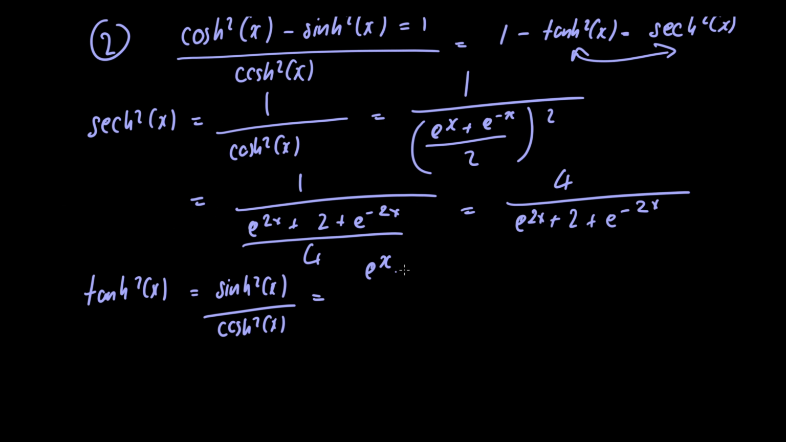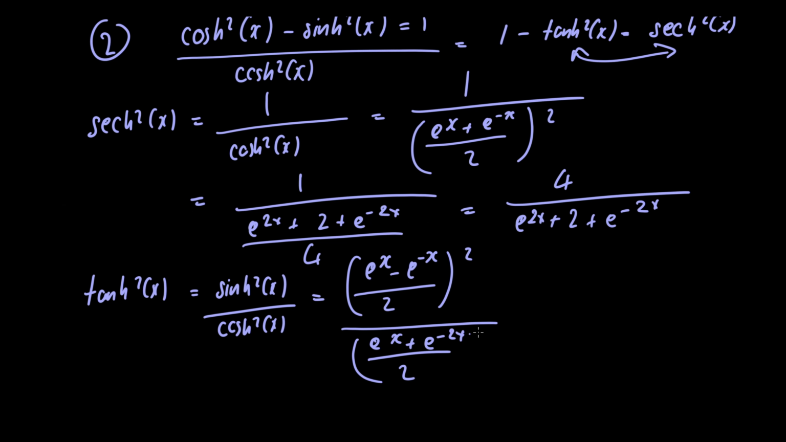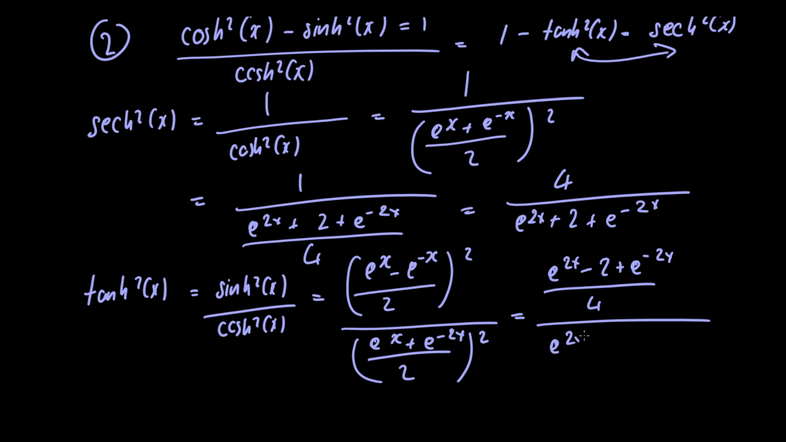We have (e^x - e^(-x))/2, all squared, divided by (e^x + e^(-x))/2, all squared. We worked out what these were in the previous problem, so I'm not going to do it again. I'll just quickly see what they are. We're going to have (e^(2x) - 2 + e^(-2x))/4 divided by (e^(2x) + 2 + e^(-2x))/4.